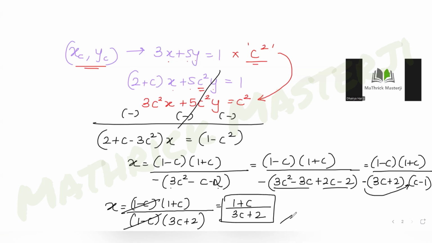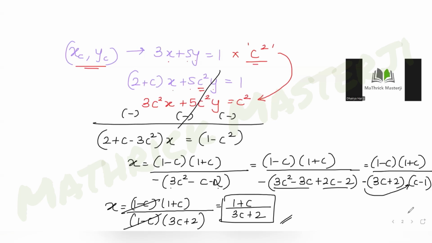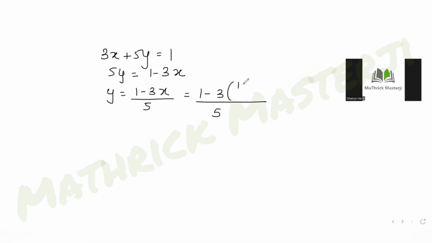So you have your x coordinate. Once I have my x coordinate, I can just find the y coordinate also. I have been told 3x plus 5y equals 1. So 5y equals 1 minus 3x, so y equals (1 minus 3x) divided by 5. So you get (1 minus 3x) divided by 5, and x we already know. It is (1 plus c) divided by (3c plus 2).